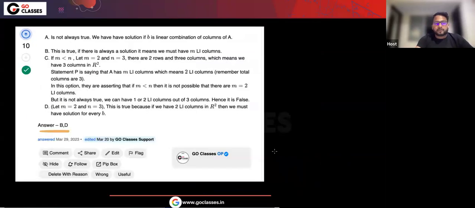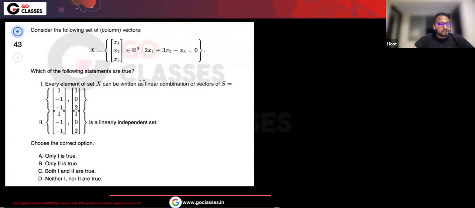Okay. So now let's just see this question, what this question is saying. Consider the following set of column vectors. Basically, this is a set of column vectors and they are following these rules. Now, which of the following are true? Every element of the set X can be written as a linear combination of S. Something like this.